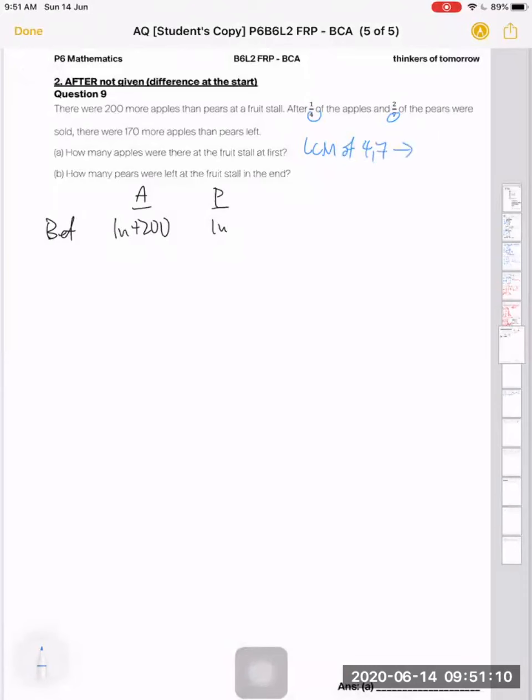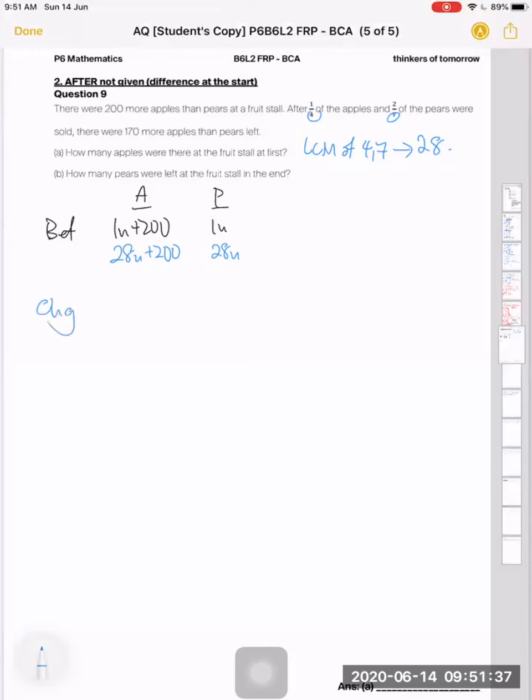Anyone? Yes, 28. Okay. So what this means is that I'm going to change it to 28 units for pears, and the apples will be 28 units plus 200. Again, you see now I make it easier to work with later on, but I still maintain the rule that was in the first sentence, where there are 200 more apples than pears. Okay, so I can go on to do my change.